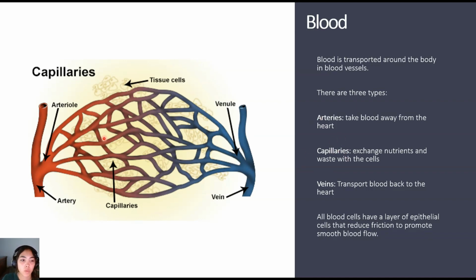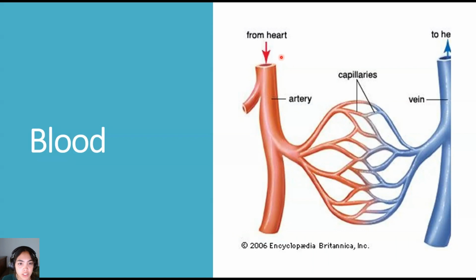Capillaries, so these are where we become really, really thin and small, and it allows for that exchange of nutrients and waste with the cells. And then our veins transport blood back to the heart. So all blood vessels have a layer of epithelial cells that reduce friction to promote a smooth blood flow. So here, artery away from heart, capillary really small, allows for exchange of material and waste, and then finally vein back to the heart.